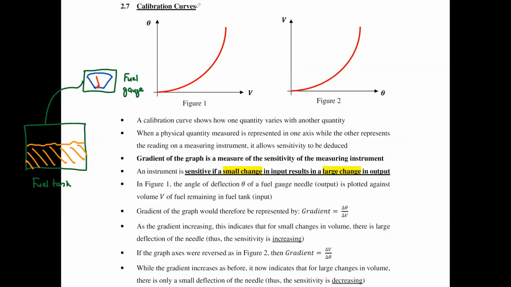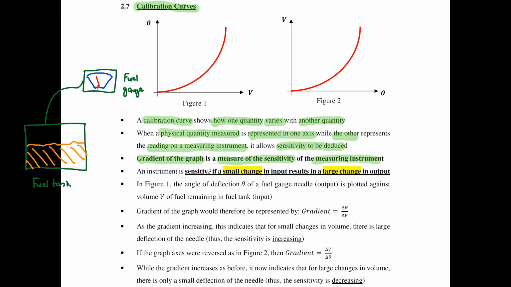For the next part, we look at calibration curves. A calibration curve is a graph that shows how one quantity varies with another quantity. When a physical quantity measured is represented by one axis of the graph, while the other axis is represented by the reading on the measuring instrument, it allows the sensitivity of the instrument to be deduced. The gradient of the graph is a measure of the sensitivity of the measuring instrument.